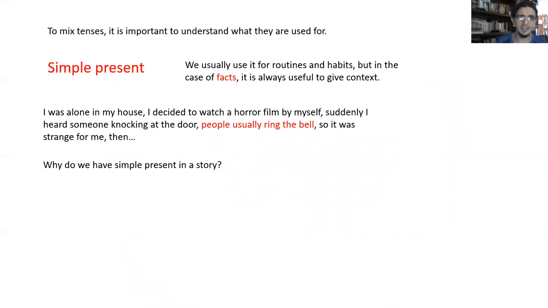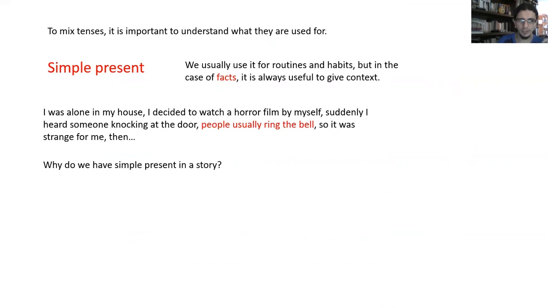Okay, for example, to mix tenses, it's important to understand what they are used for. Simple present, let's begin with this one. Okay, we usually use this for routines, habits, but in the case of facts, it is useful to give context, okay? So facts, something that usually happens.